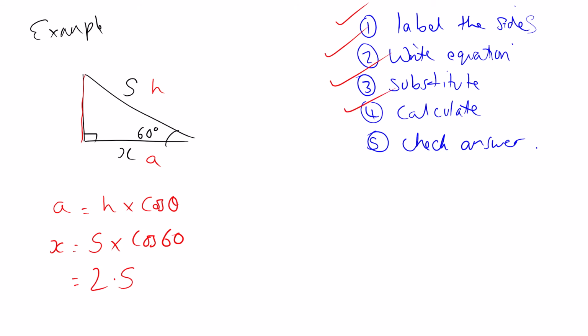Tick. Now we've got to check our answer. Does it make sense? So our hypotenuse is always the longest side of our triangle. Here, the hypotenuse is 5. So it makes sense that our adjacent side is going to be smaller than this. So 2.5 is smaller. So I would say that sounds good.